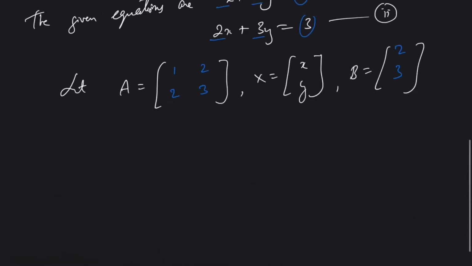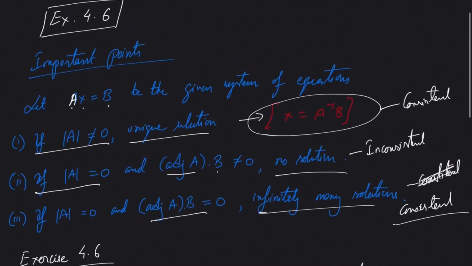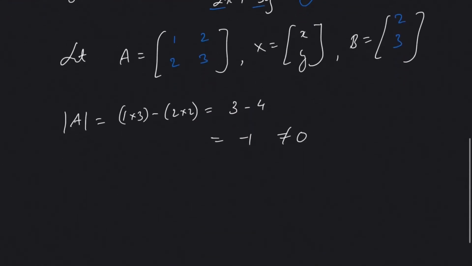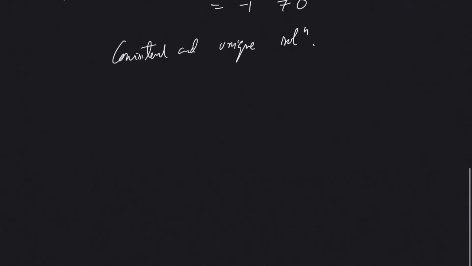So let's first find the determinant of A, that is 1 into 3 minus 2 into 2. So that is 3 ones are 3 minus 4, that is minus 1. So determinant of A is not equal to 0, so there is only one solution, so this will definitely be consistent, and it will have a unique solution. Moving on to maybe question number 3.